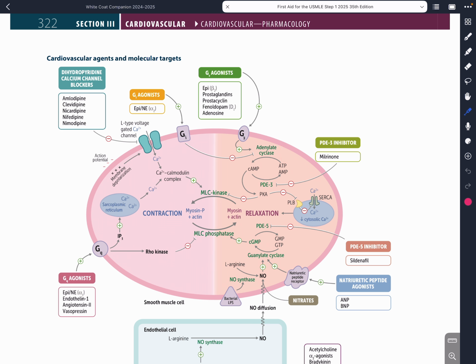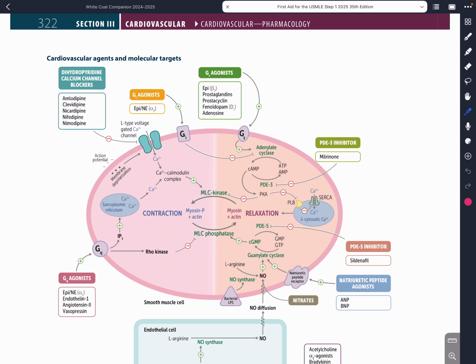Next, Gs agonists are epinephrine, which acts on beta-2 receptors, prostaglandins, prostacyclin, and fenoldopam, which acts on D1 receptors. D1 receptors, fenoldopam.